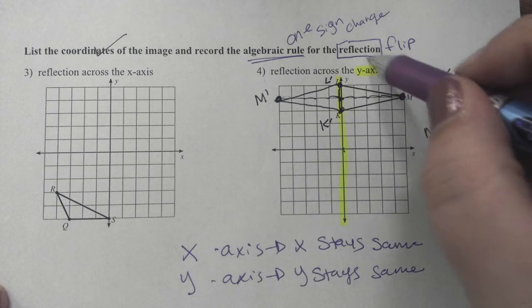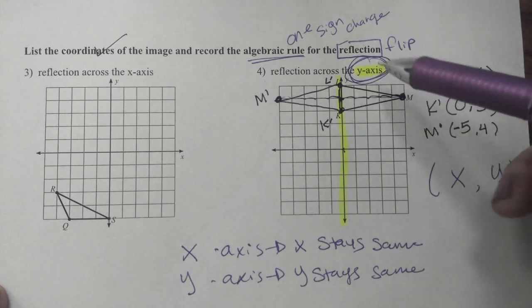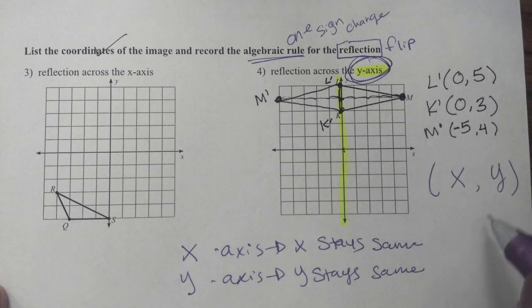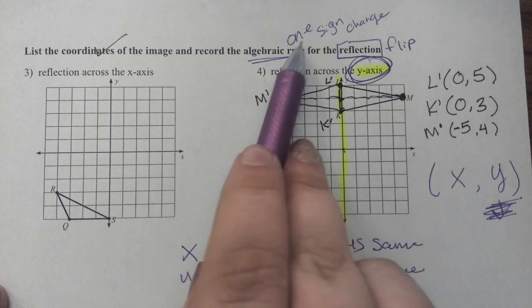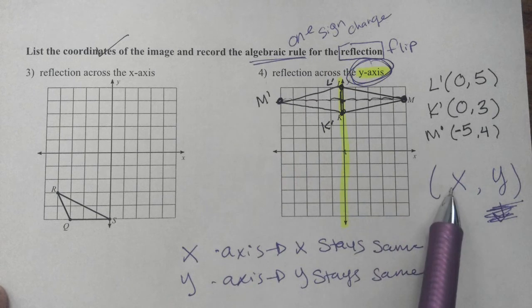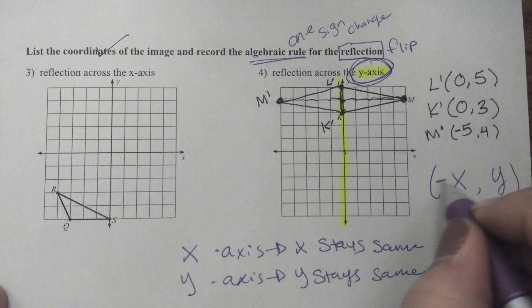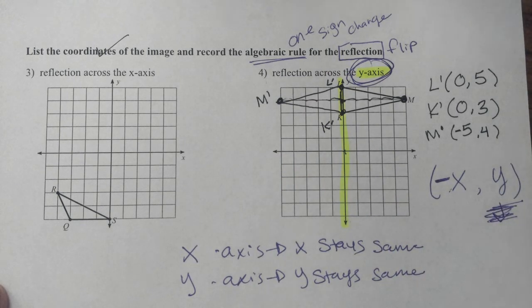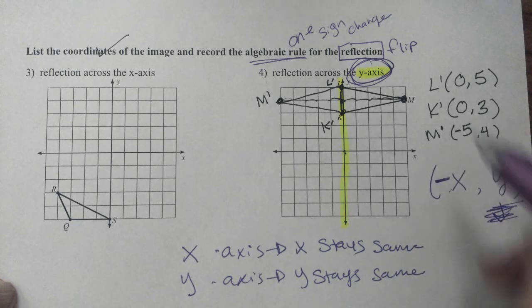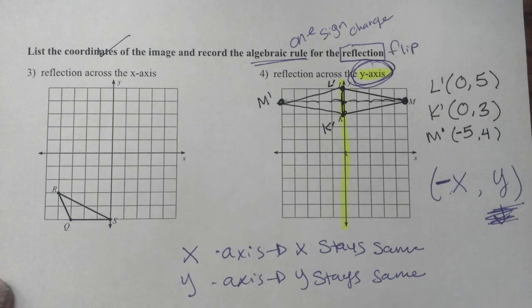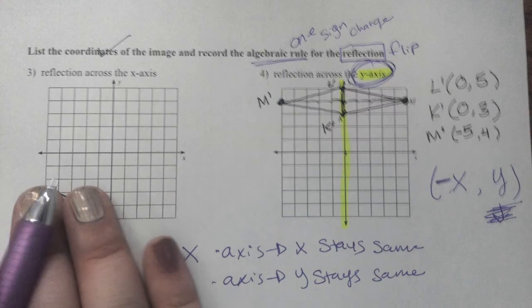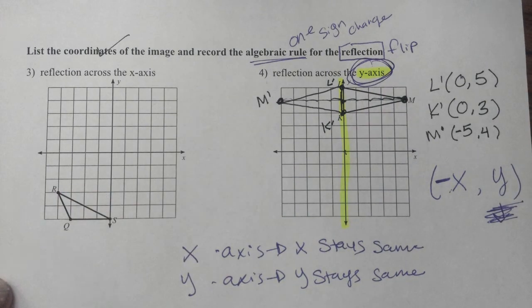Well, in number 4, we're flipping over the y-axis. So y stays the same, which means my one sign change goes with x. To change the sign, we just write negative. That just means opposite of whatever x is. Using this information, you can now do number 3. Pay very close attention to which axis you need to flip over.